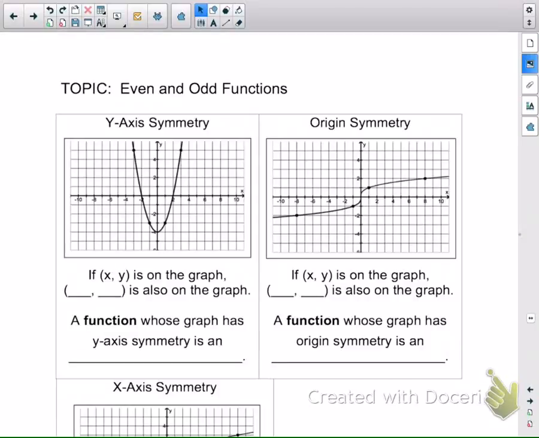Parent function. So if you didn't understand even and odd, it should make a little bit more sense. Okay. We're not doing all of this. We're really going to fly through even and odd because it's pretty quick.